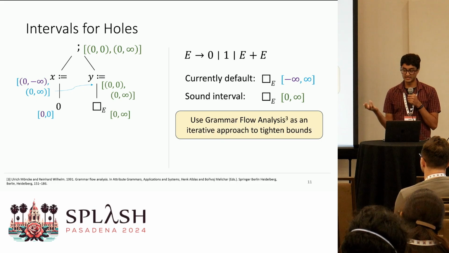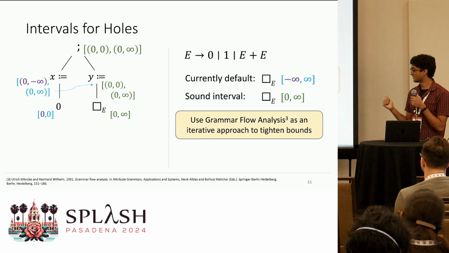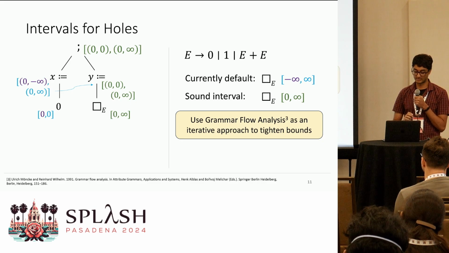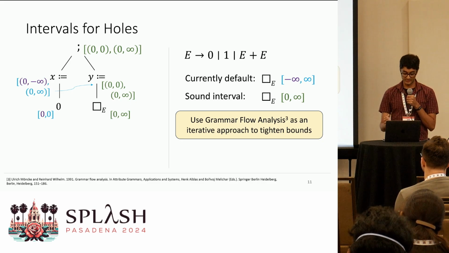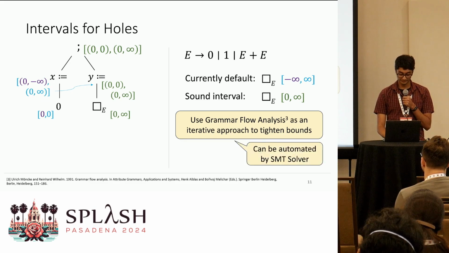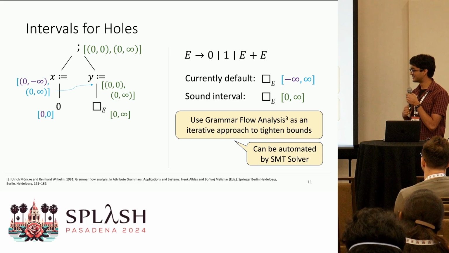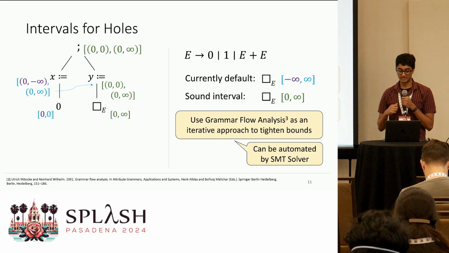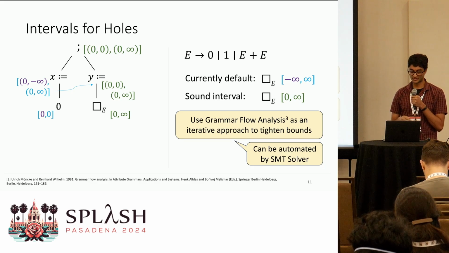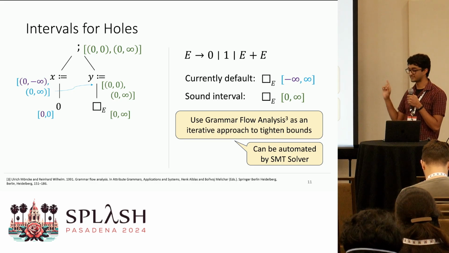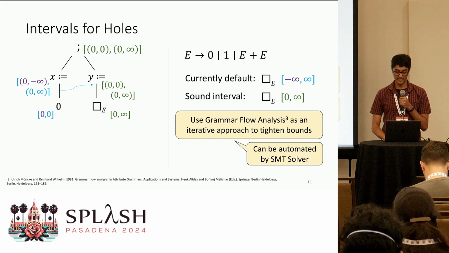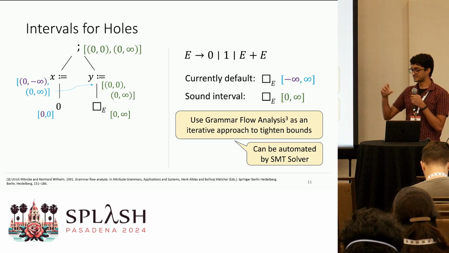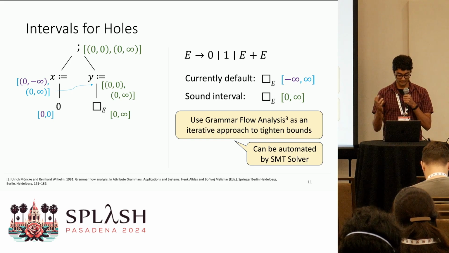And so the way that we would generate this interval is we use a technique called grammar flow analysis. It's an iterative approach where we can start with our interval top and iteratively query for tighter and tighter bounds until we reach an interval that is precise for that non-terminal. So I unfortunately don't have time to go into the details of how our grammar flow analysis technique actually works, but please check out the paper if you're interested in more details. But we show that this process can also be automated by an SMT solver. So in this way, we're able to fully automate the construction of these intervals for these holes, as well as these abstract transformers for all of the recursive terms.